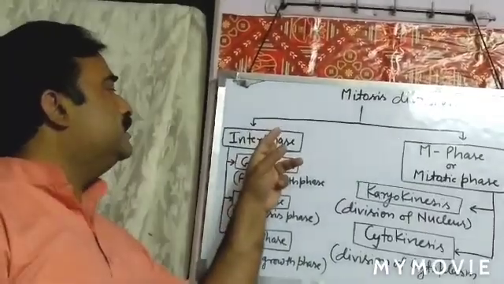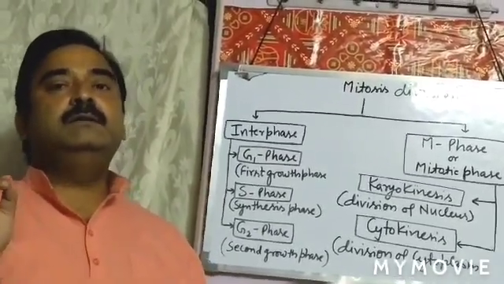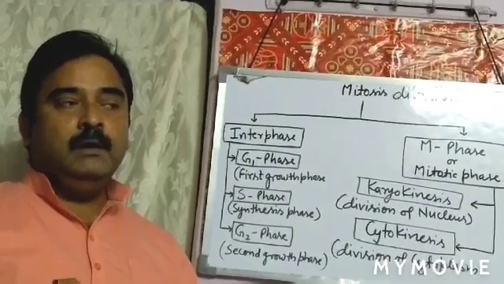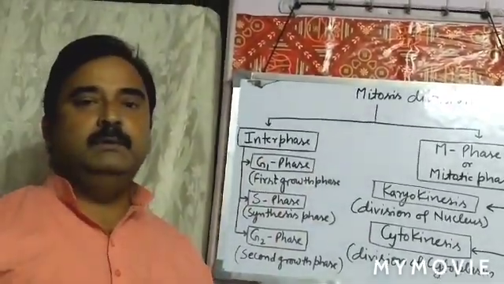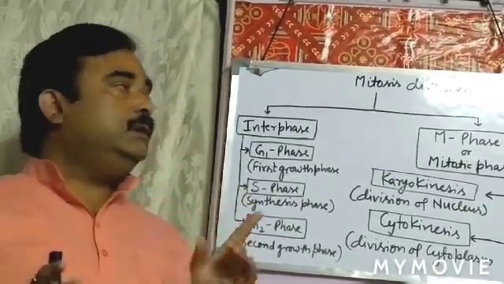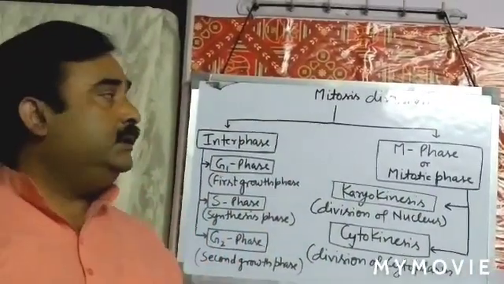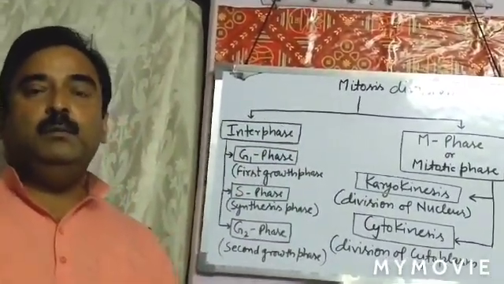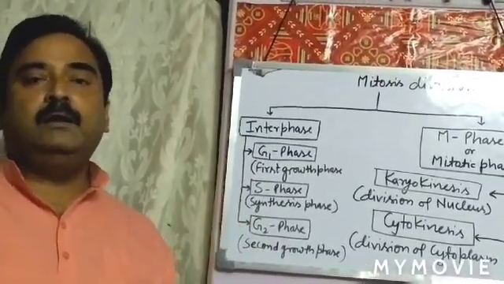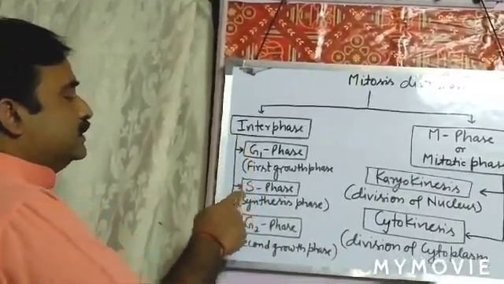So we consider it just a preparatory phase, and during this phase there are no visible changes observed in the cell. Only what happens in this phase? The cell is much metabolically active, and because no visible changes are observed, this phase is also considered as the resting phase. Interphase is also considered as resting phase, because there are no visible changes observed in the cell. Only the cell is much metabolically active. It prepares itself, and this interphase can be divided into three subphases.